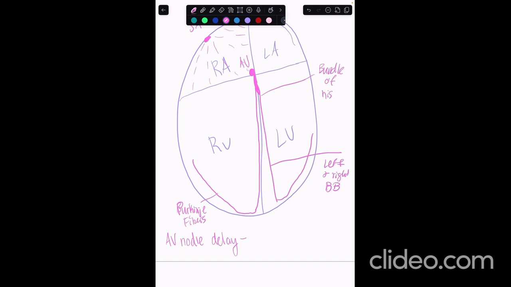Then it hits the bundle of His, where it will then separate into the left and right bundle branches to travel down the ventricles and around to hit the Purkinje fibers, which go up the ventricles in order to help squeeze the blood up and out, unlike the atrium, which is squeezing down.